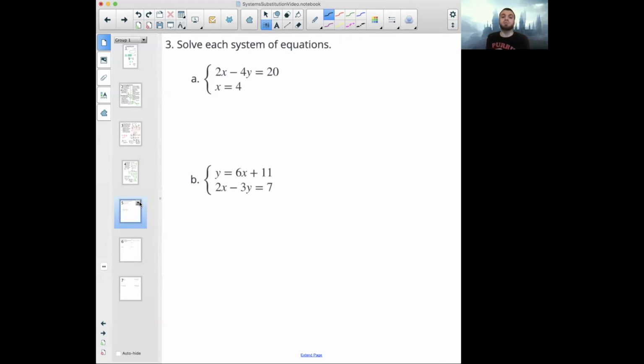One where a variable is already alone, x equals 4, and it's a number, and one where a variable is already alone and it's an expression. So in this first one, because I know that x is already equal to 4, I would just take 4 and plug it in for x in the first equation, because you're already told x is equal to 4. So 2 times 4 is 8.